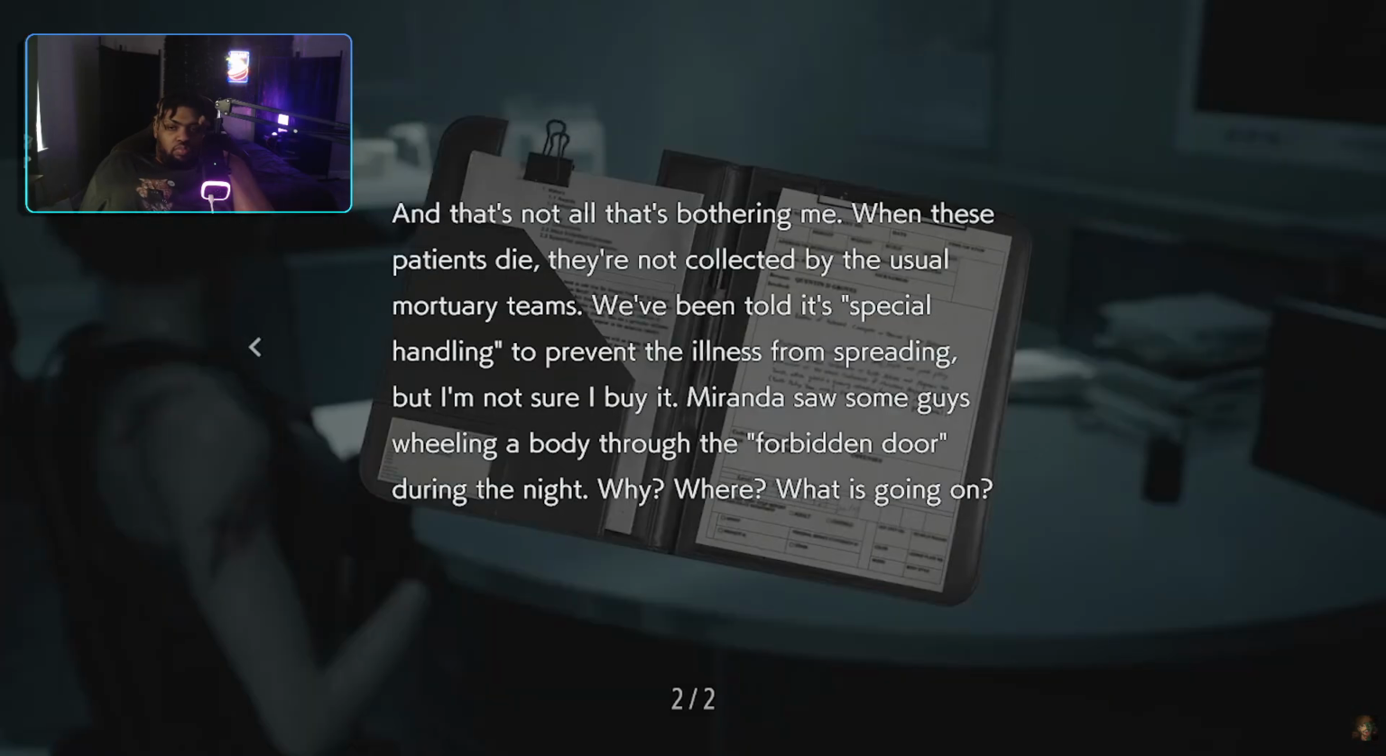Some nurses and staff were pretty intrigued as to what was behind the forbidden door in the reception area of the hospital. People would show up to collect deceased patients, and not the usual mortuary guys either, and they would take them through the forbidden door.